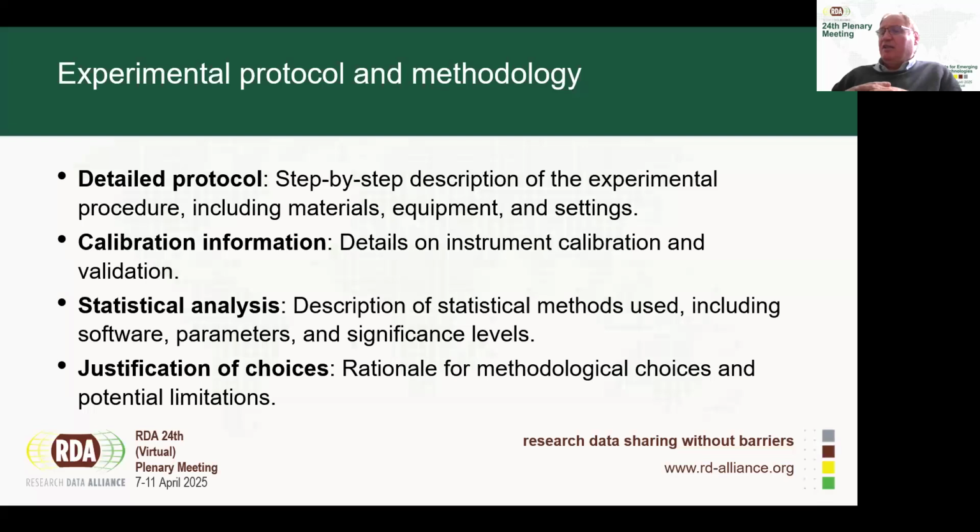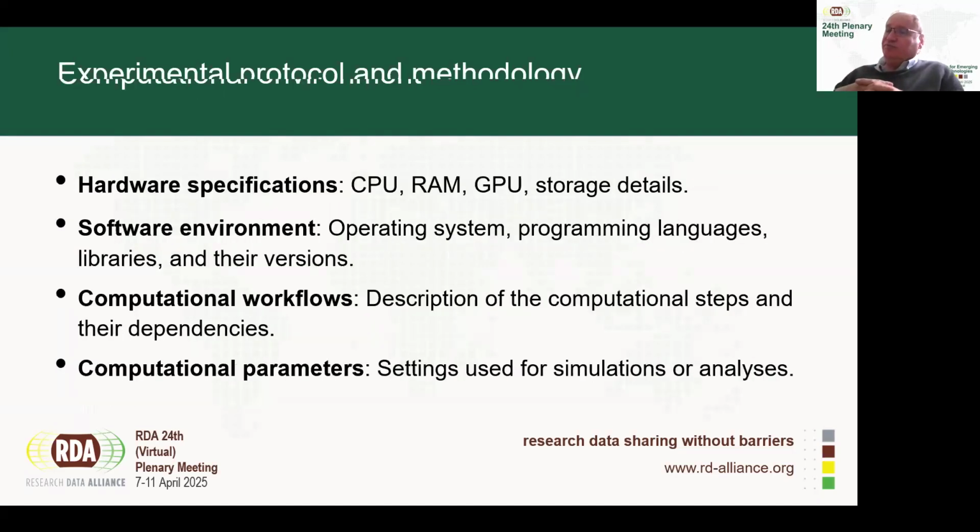Also about the experimental protocol. We need information about the step-by-step description of the experimental procedure, also information about materials, equipment, and settings, also information about calibration of instruments and validation, also about statistical methods used, and other things. Maybe we will go to the next slide. Also computational environment. If we have defined this computational environment, then it's possible to use it and repeat the same experiment. Maybe on the next slide.